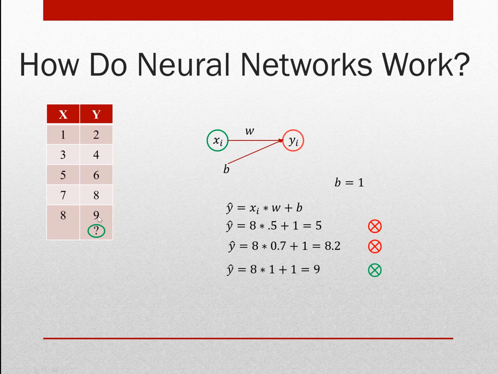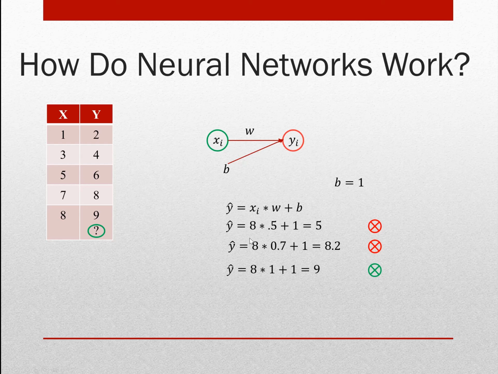Okay, so this is the network: x multiplied by the weight, we will get y. This is only for this example. And y hat, we apply this formula: x multiplied by weight plus bias. We assume the bias is 1. If we assume the weight is 0.5, we multiply 8 by 0.5 plus 1, it will be 5. This is not right, because y has to be 9.